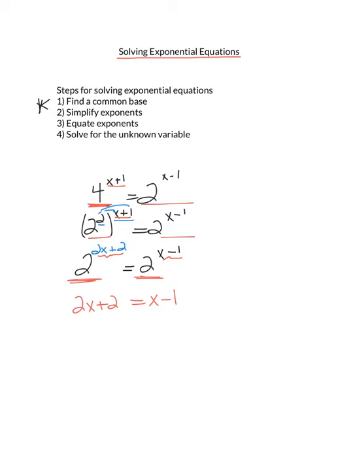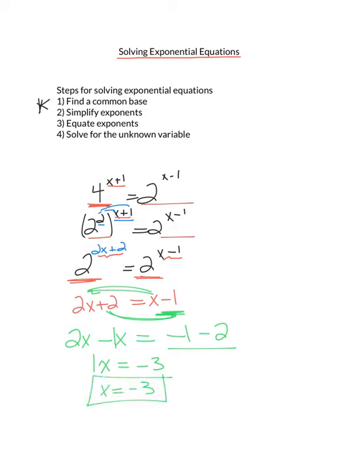Step number 4, solve for the unknown variable. So what I'm going to be doing here is moving all of my x terms to one side and all of my numbers to the other. So 2x, this x will become a negative x when I move it over. I'll keep my negative 1 here, and when this 2 comes over, it's going to become a minus 2. 2x minus x, or minus a 1x, is 1x. And negative 1 subtract 2 is negative 3. So what I've just solved is that x is equal to negative 3.